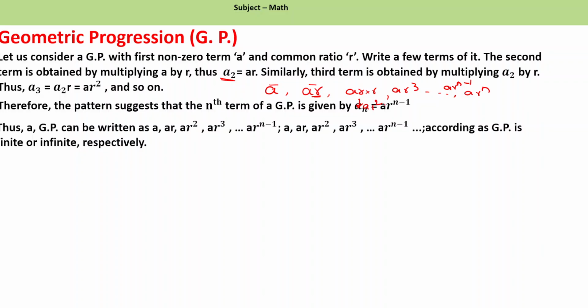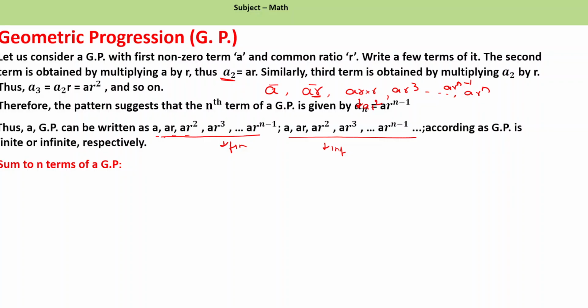Thus, a geometric progression can be written as a, ar, ar square, ar cube, up to ar power n minus 1. A geometric progression is either finite or infinite. When we say finite, the terms will be limited. Infinite terms will keep on continuing. So, this is an example for the finite, and this is for the infinite.